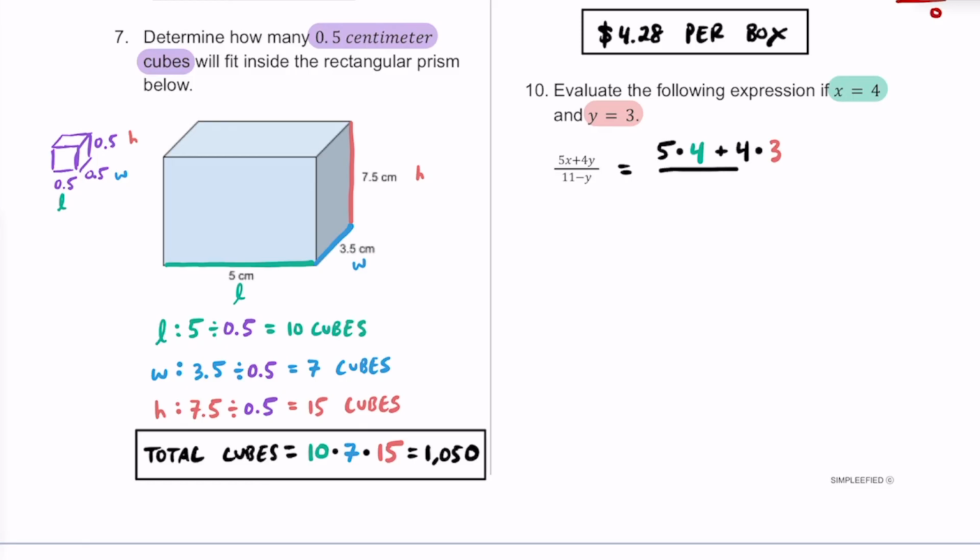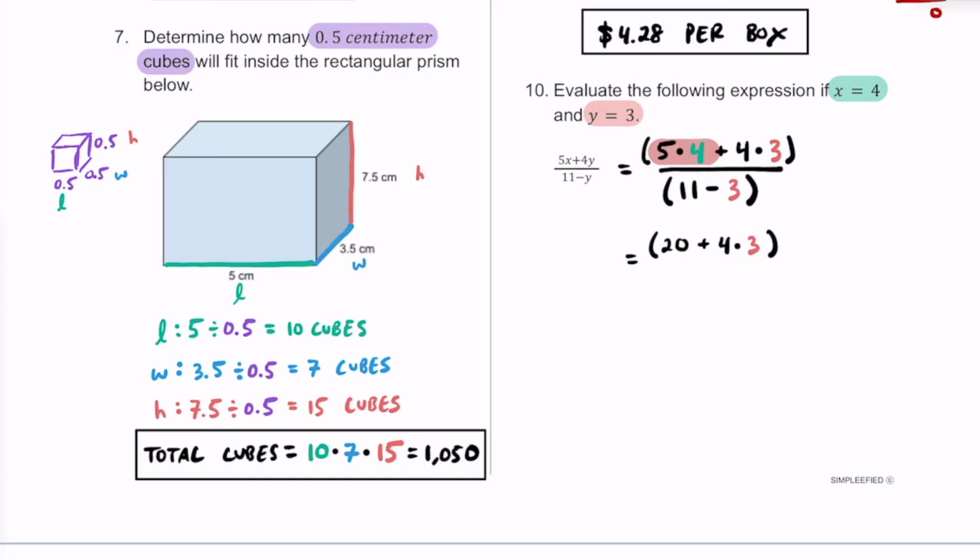And this is going to be all on top of 11 minus whatever y is. Now, looks like, again, y is 3, so let's go ahead and make that substitution. Now, you can treat the top and the bottom as 2 separate problems, or you can go ahead and just put in parentheses. Keep in mind that there are invisible grouping symbols when you're dealing with fractions. And so if you go ahead and just look at them separately, you can just look at the top and multiply this 5 times 4 first. So 5 times 4, that's going to be 20. And then what we're going to have here is going to be 20 plus 4 multiplied by 3.